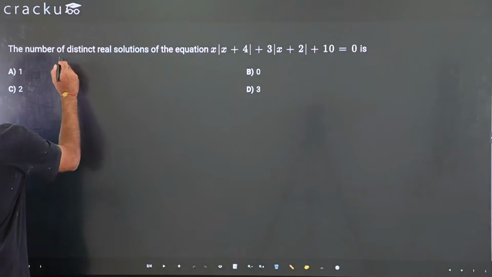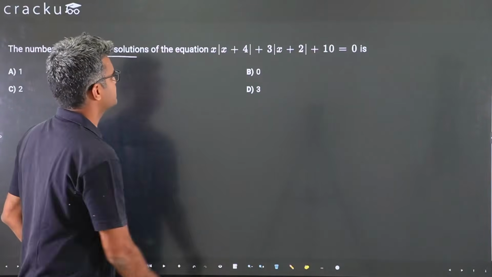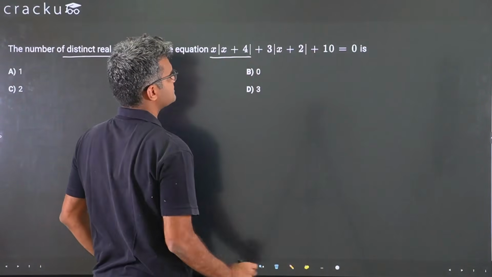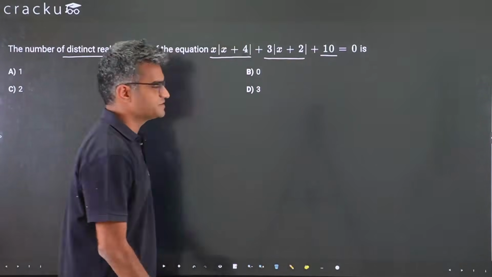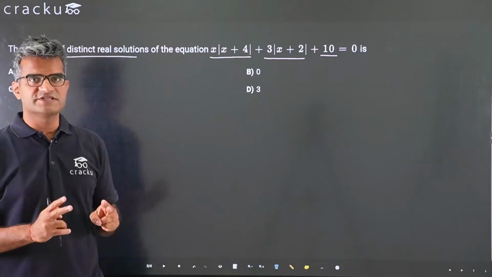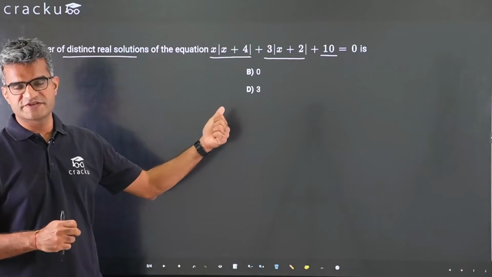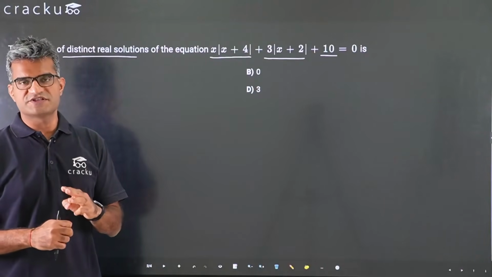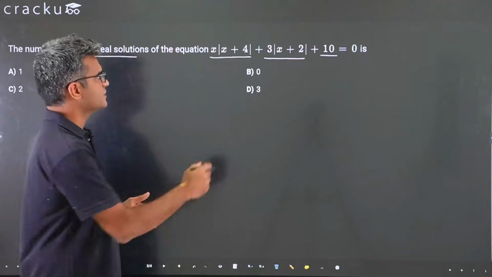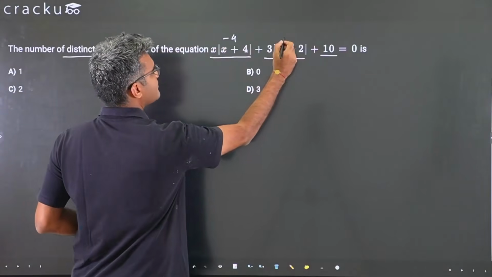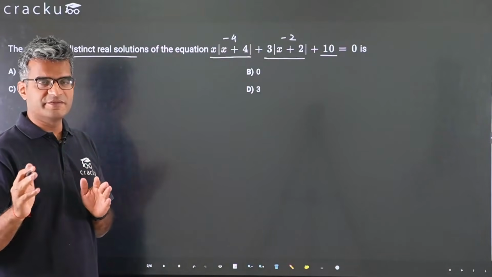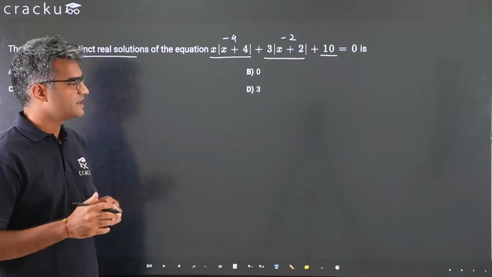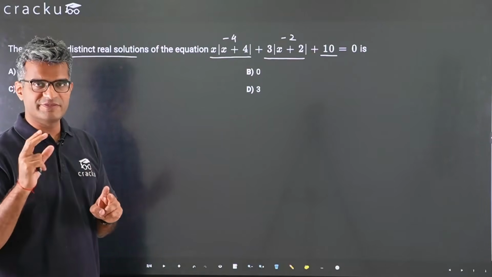In this question, the number of distinct real solutions of the equation x into modulus of x plus 4, plus 3 times modulus of x plus 2, plus 10 is equal to 0 is asked. There are two modulus terms in this, modulus of x plus 4 and modulus of x plus 2. So there will be two inflection points, which are minus 4 and minus 2. These are the points at which the modulus becomes equal to 0. As there are two inflection points, there will be three cases.